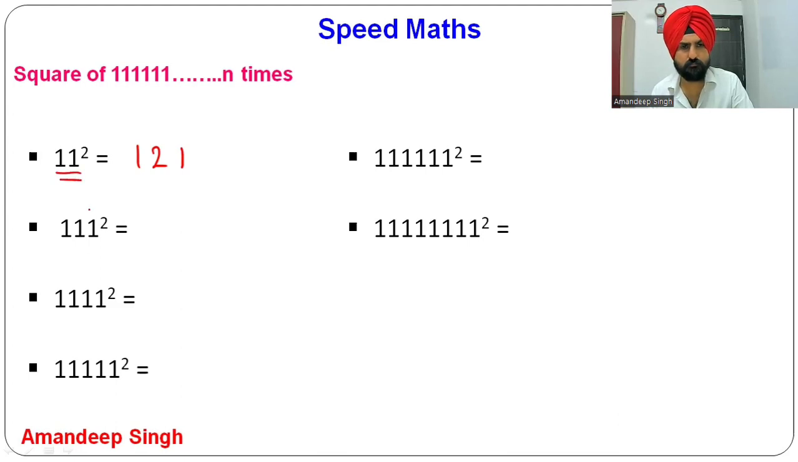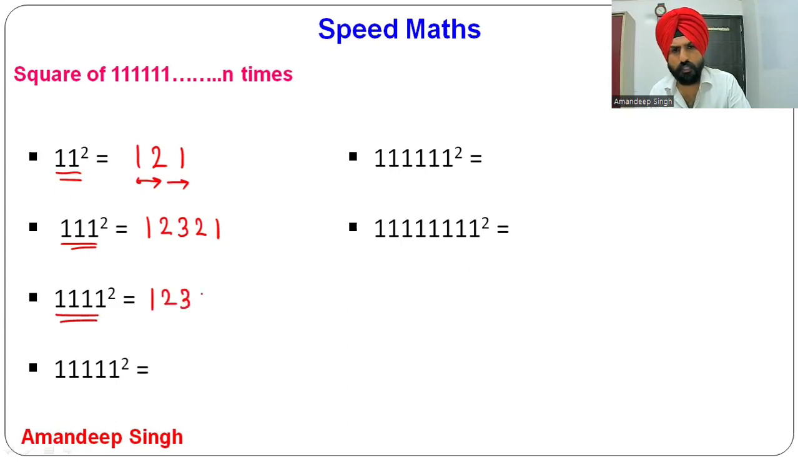How many ones are there? 2. So we'll write natural numbers from 1 to 2: 1, 2, and then go in the reverse order, 1. So we have 121. If we have 3 ones, I will write 1, 2, 3, and then I will go back, 2, 1. Right? So we have 4 ones. I will write 1, 2, 3, 4, and go back again, 3, 2, 1. So how many times do I have 1? 4. That's why I will write natural numbers from 1 to 4 and then I will go back.